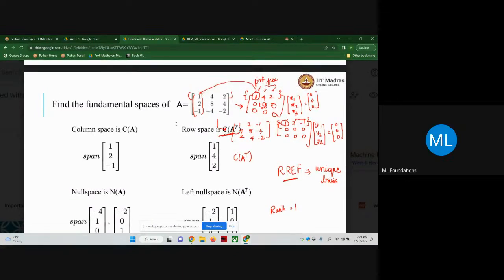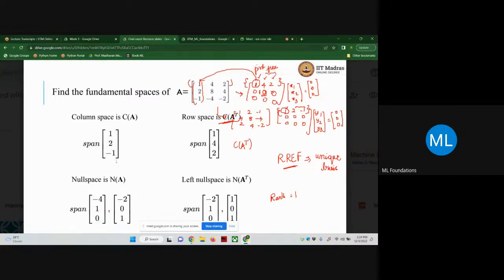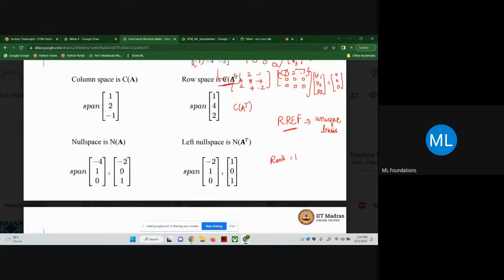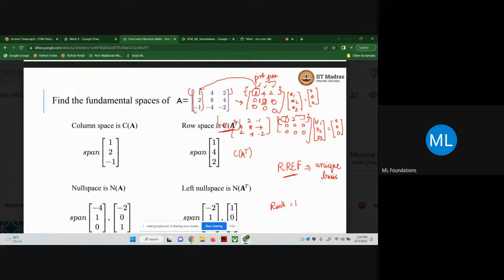Now the number of columns for this is equal to 3, but the dimension of the column space of A is equal to 1. So what should be the dimension of the null space of A? It should be 3 minus 1, 2. So you'll be getting two vectors. The dimension of the null space of A is going to be 2. You can just solve for this by taking Ax equals 0.